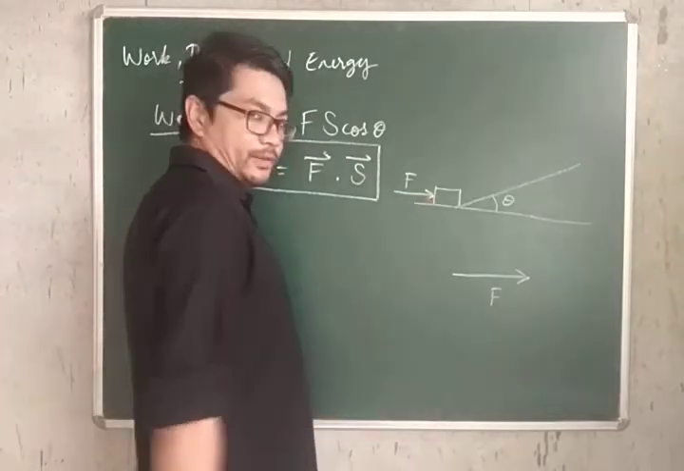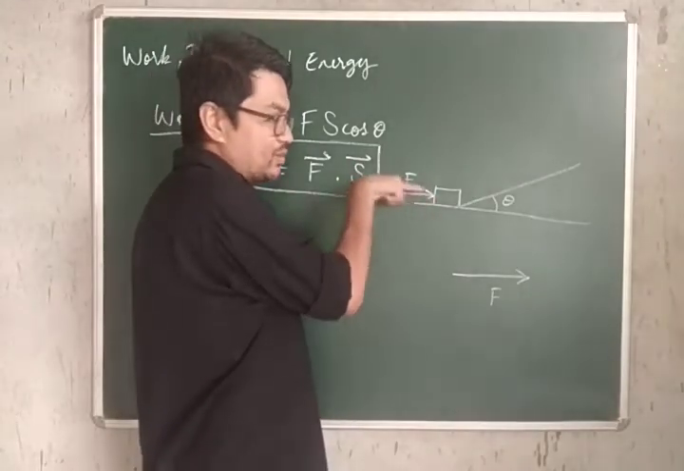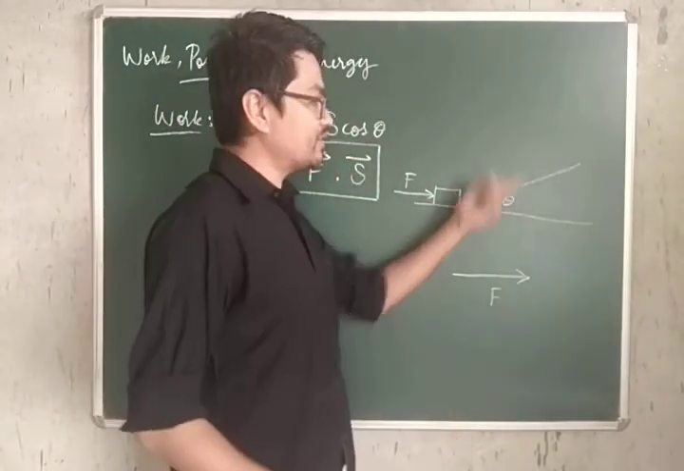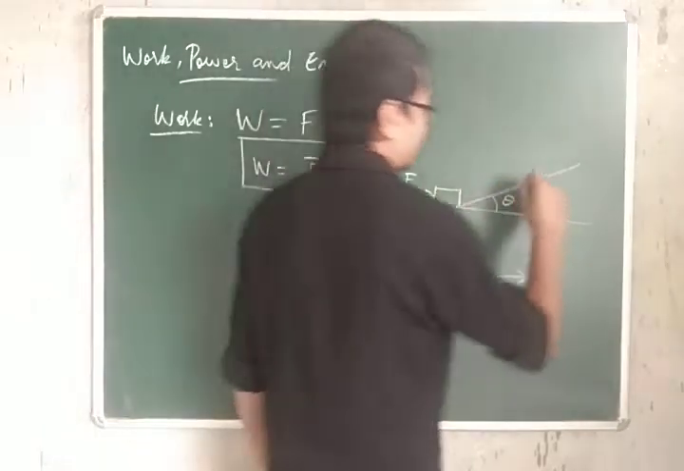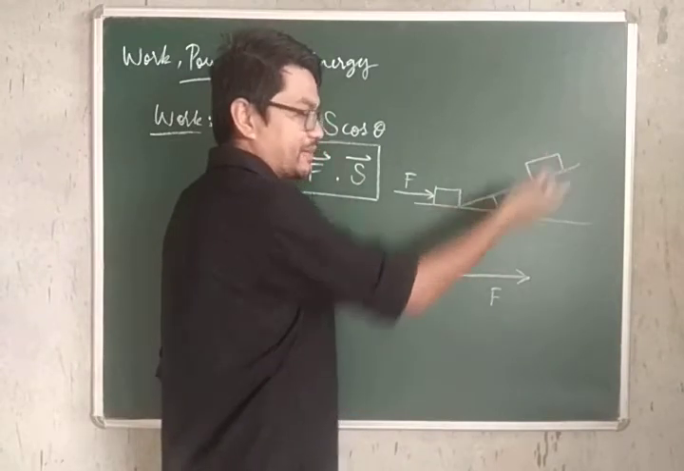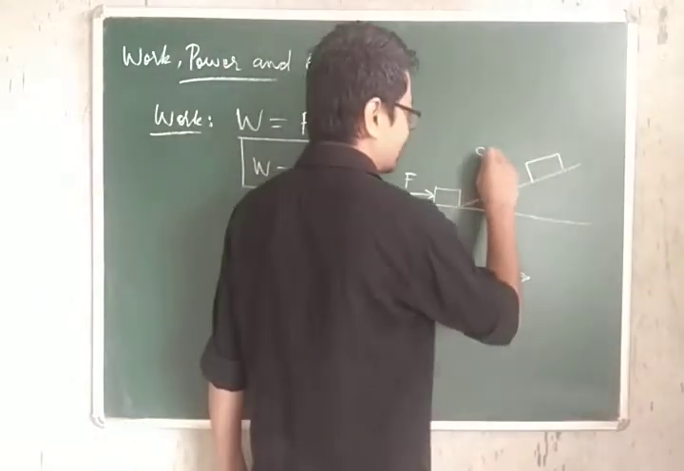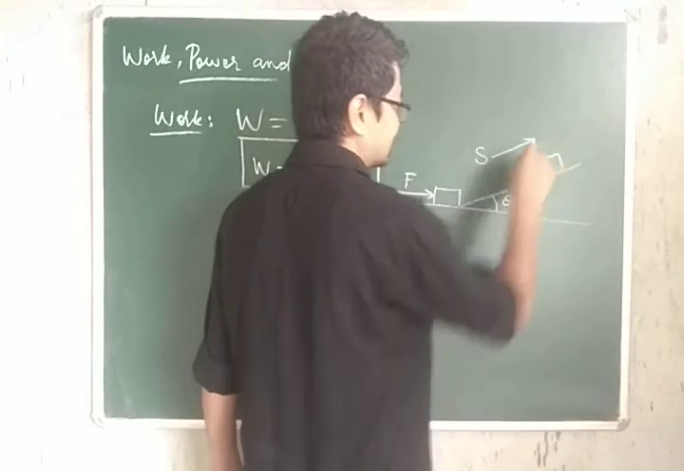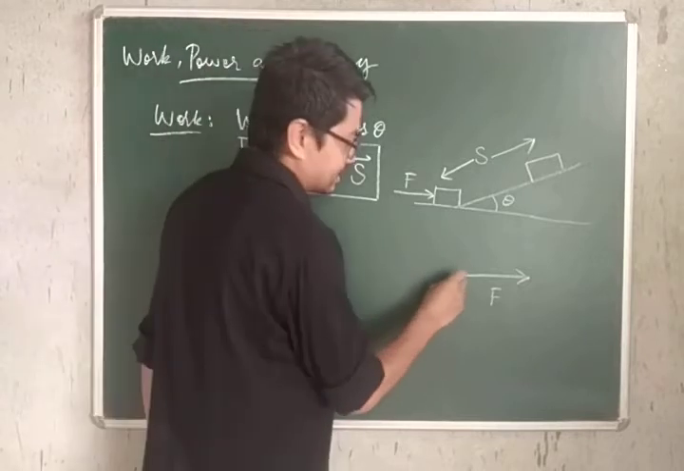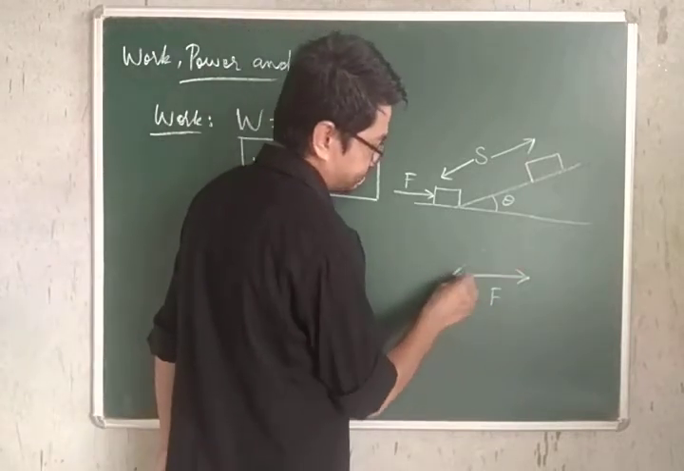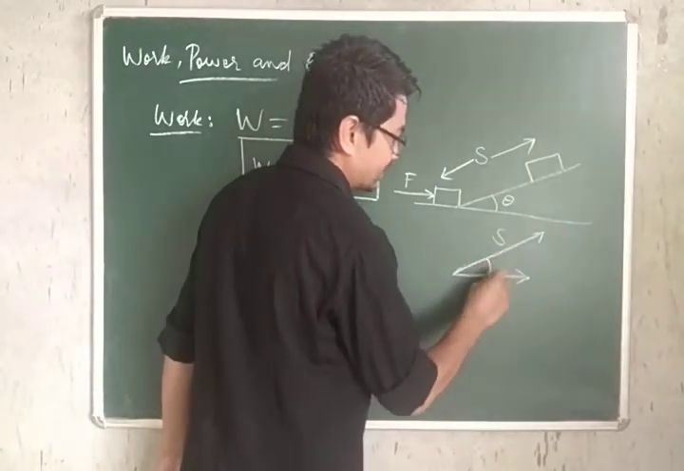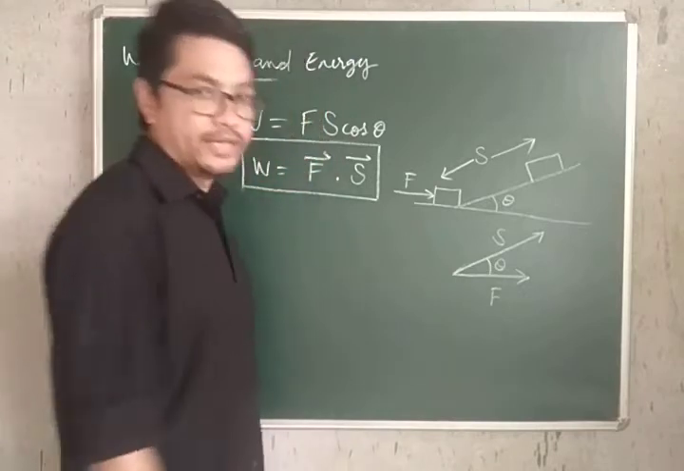Now what happens to this body? Due to the force acting in the horizontal direction, the body obviously is not going to move along the horizontal because you have an inclined plane. So the body moves up the incline. Say after a certain time the body reaches there, such that the displacement produced is S. S is in this direction. So this is a displacement S such that the angle between the force and the displacement is theta.